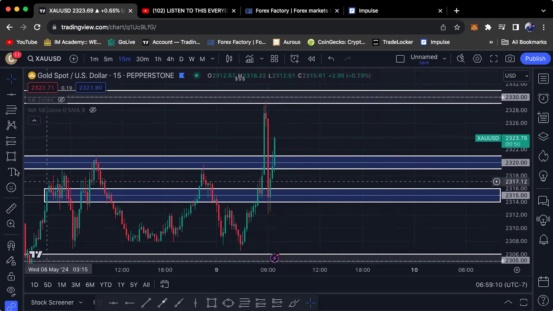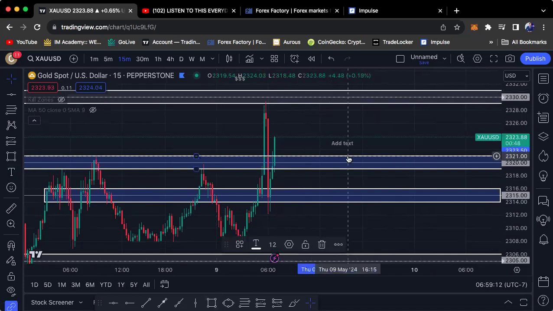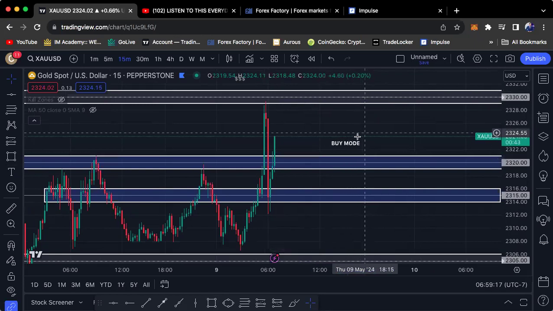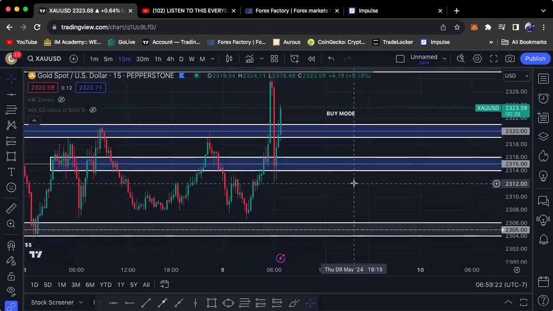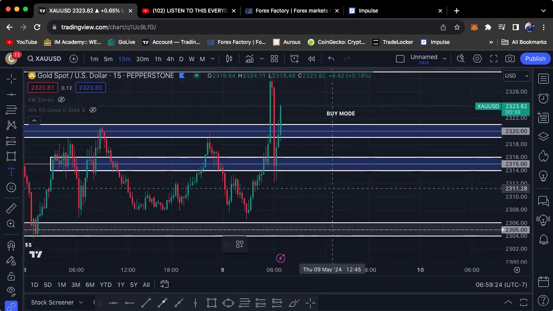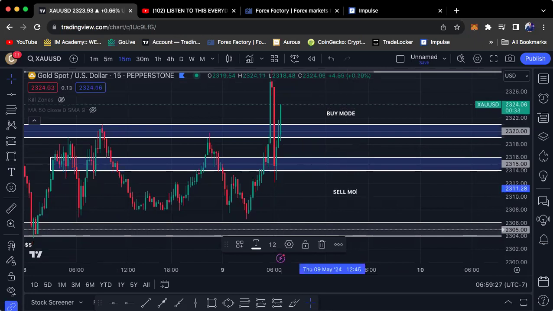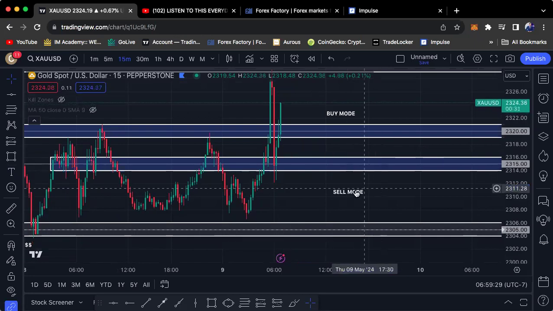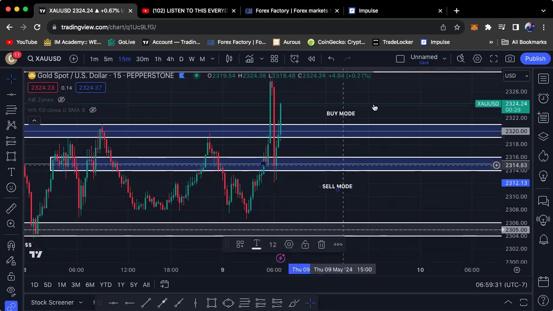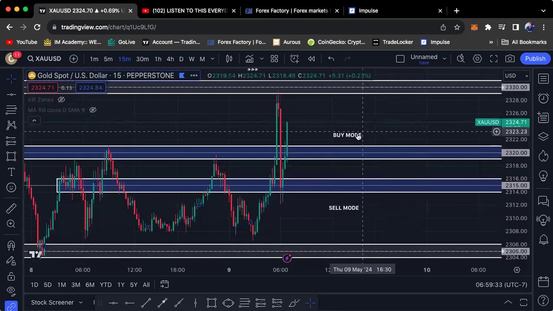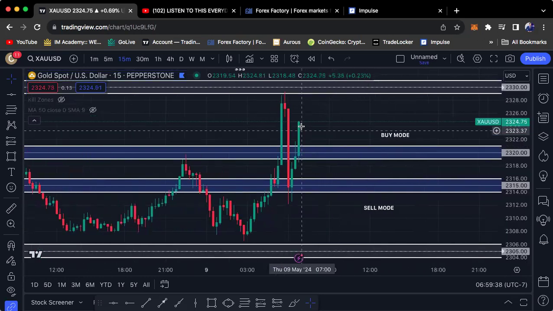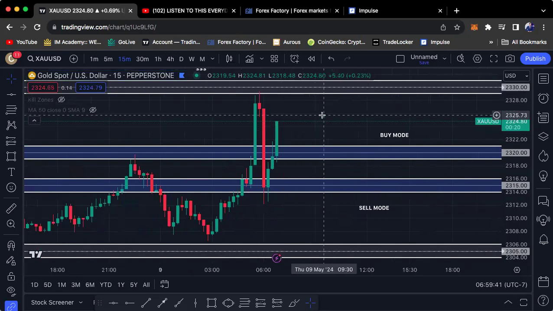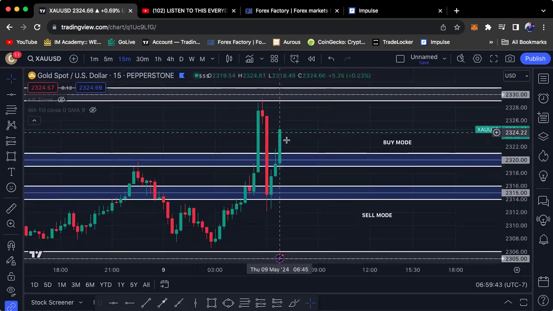But right now I'm in buy mode here. If it's above this level, then this is buy mode. I'm buying. But if it's below here, then this is sell mode. Sell mode. I trade from zone to zone. Zone to zone. Okay. Now you see price right now. It's pumping up. Now I'm gonna wait for that retest.